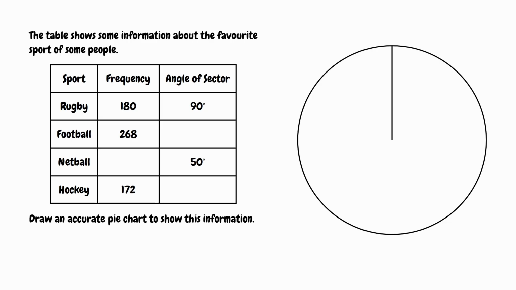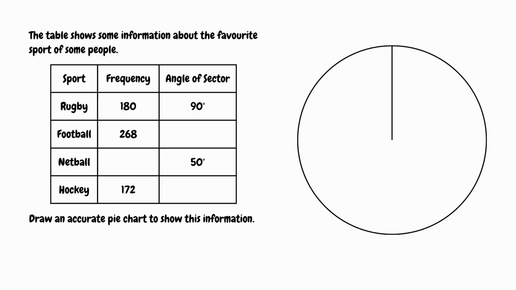And we're given frequencies for 3 of the sports. And we're given angles for the pie chart for 2 of the sports. So again, just like the previous question, we need to make a connection between our frequency, so in this case the number of people, and degrees.